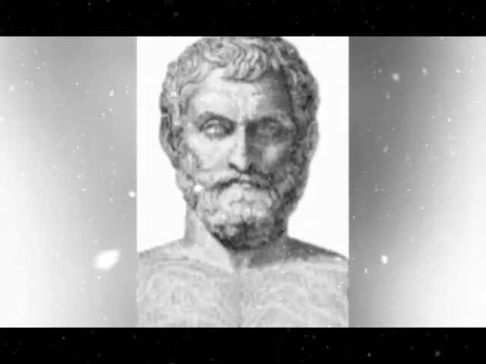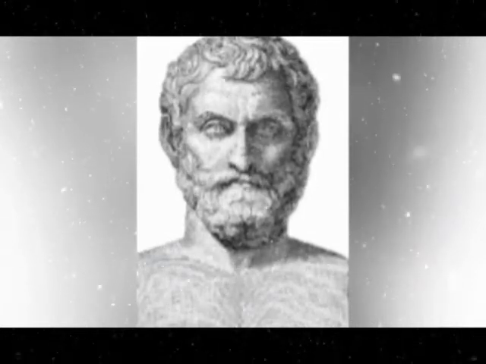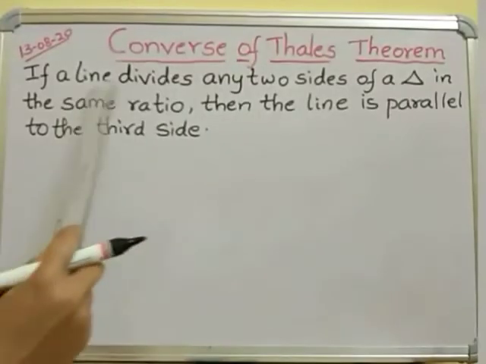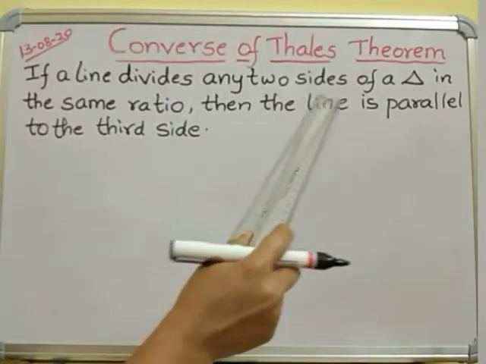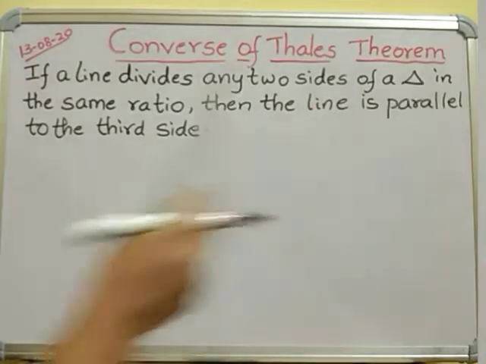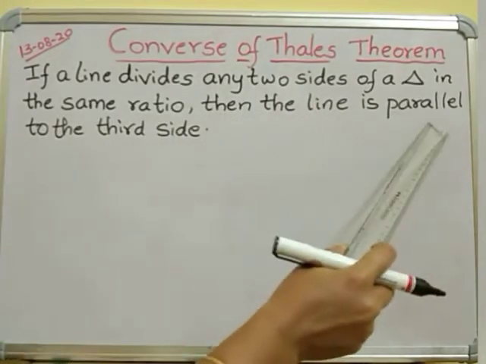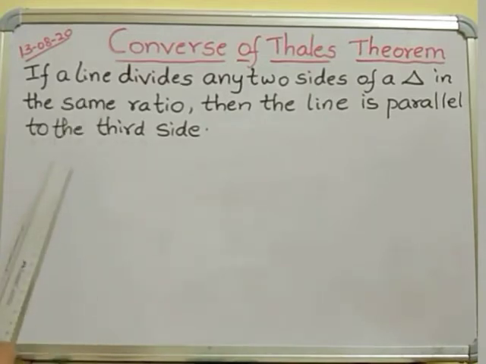I hope you have learnt about Thales theorem. Today we are going to study about the converse of Thales theorem. If a line divides any two sides of a triangle in the same ratio, then the line is parallel to the third side. Now for this statement we will draw a figure.